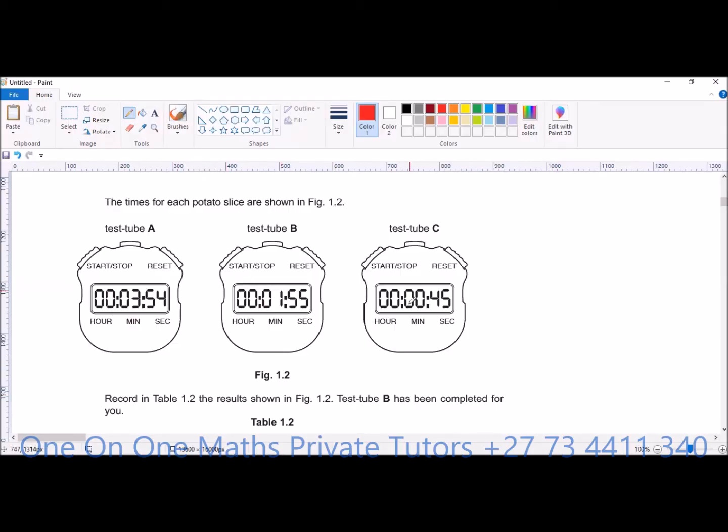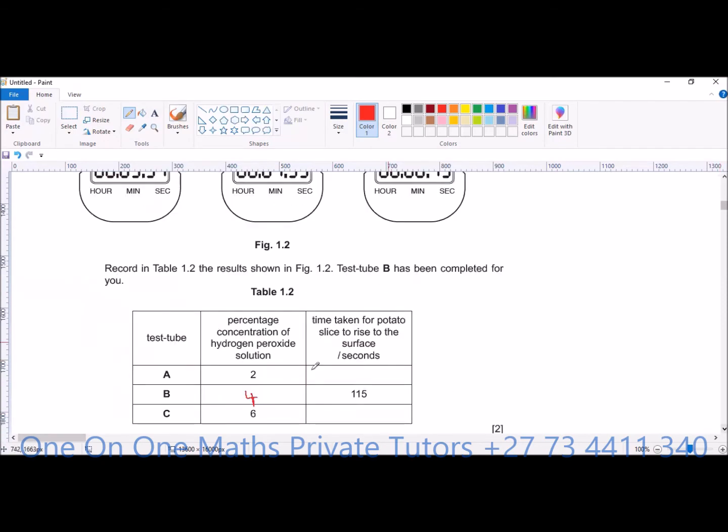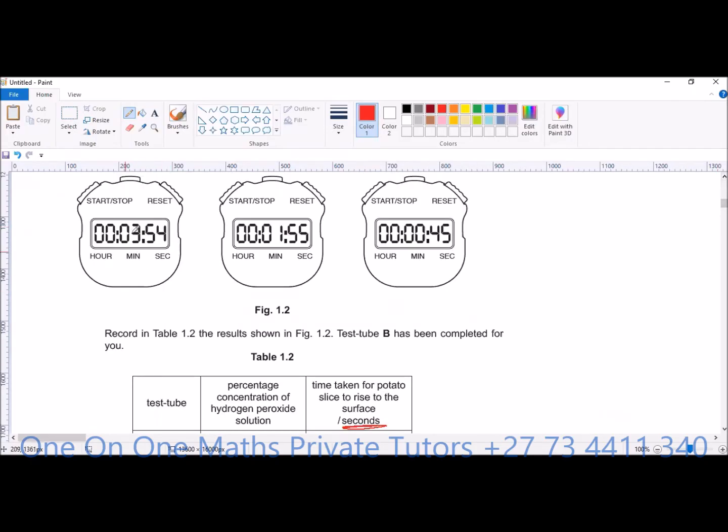So we want to record these in this table. All right. Okay. Time taken for potato slices to rise to the surface, seconds. So the key is seconds. We are given our time in minutes and seconds. Minutes and seconds, 8 seconds. So no change. All right. Then we have to change to seconds.